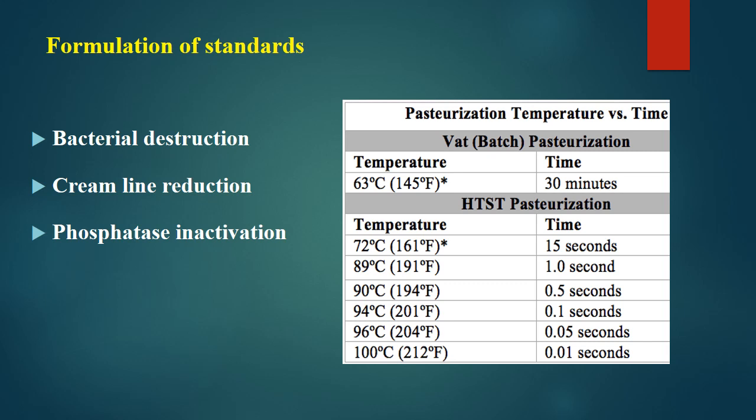Phosphatase is a common enzyme naturally present in milk, and this enzyme should be destroyed, otherwise it will cause lipolysis and oxidation. So to destroy this enzyme a specific temperature is required, which is optimum to kill all the pathogens. That is how a test is developed for checking the pasteurization efficiency, the phosphatase test. Based on these three factors, the temperature decided is 63 degrees for 30 minutes in case of the batch method, and in case of HTST, as I mentioned, 72 degrees for 15 seconds, or we can increase the temperature where the time gets reduced, even at 90 degrees 0.5 second is enough. So based on these three points, the different temperatures are decided.